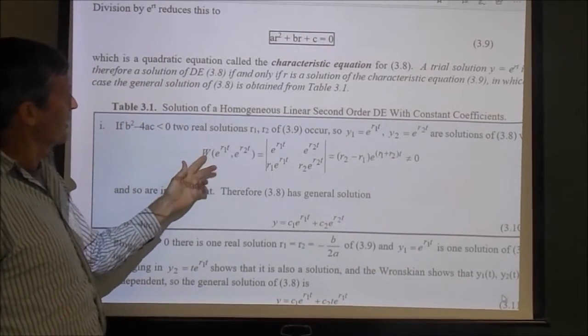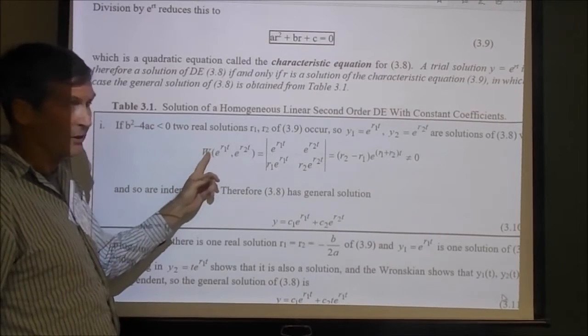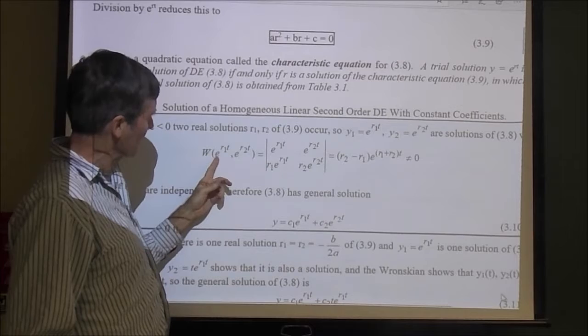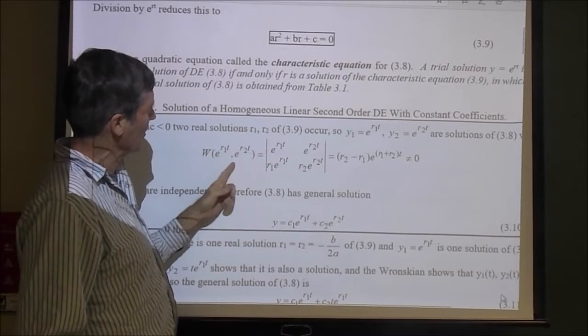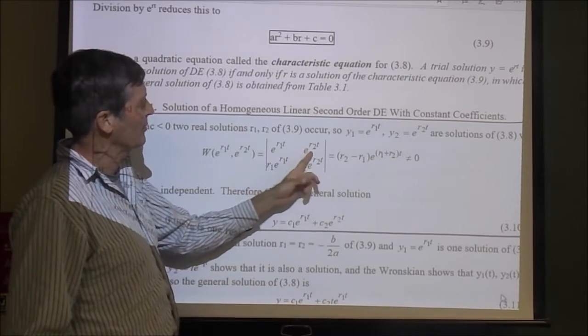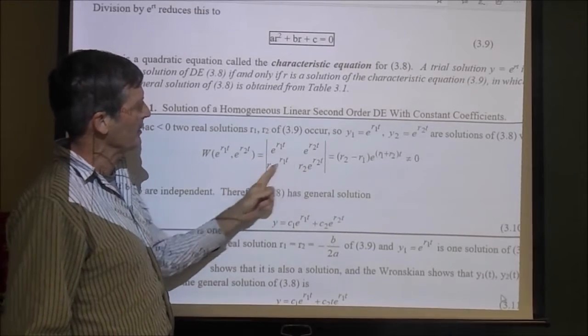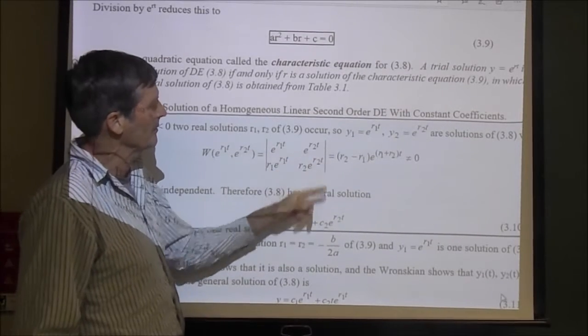Now, are they independent? Recall, you take the Wronskian to check independence of solutions of a second order equation with continuous coefficients. We plug e to the R1t, e to the R2t into the Wronskian. You put those on the first line, their derivatives on the second line. Take this times this minus this times this. That's what this determinant means.